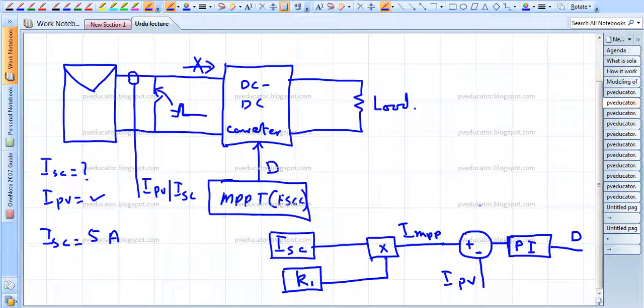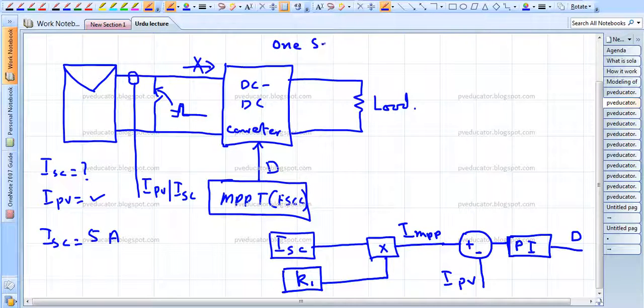So this is simple, and remember this type of maximum power point tracking method is the simplest method. We require only one sensor, only one current sensor. Or if you are having a fractional open circuit voltage based MPPT, you require only one voltage sensor. Here you require only one current sensor.